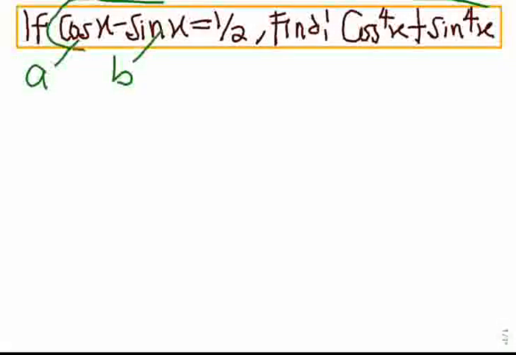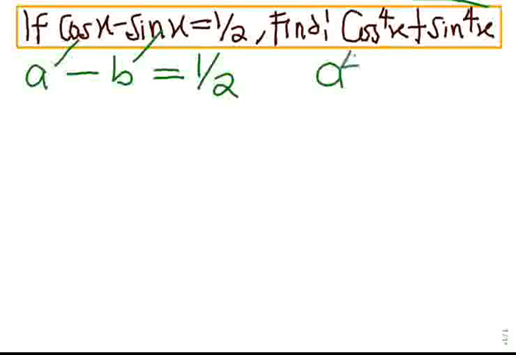So if cos x minus sin x is equal to half, it implies that a minus b is also the same as half. And it also implies that I am asked to find the value of a raised to power 4 plus b raised to power 4. Let's bear this in mind.